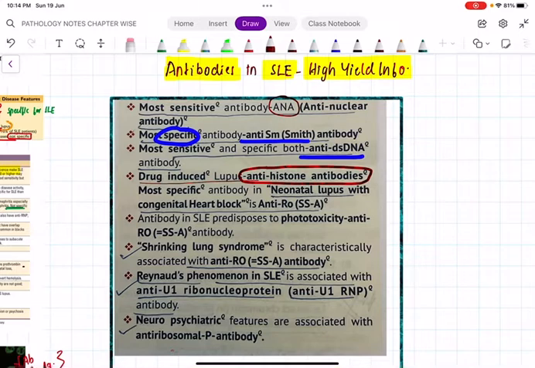But what is the most specific antibody in neonatal lupus with congenital heart block? Your answer should be anti-Ro, that is SSA antibody. And the antibody in SLE which predisposes to phototoxicity is again SSA. So SSA for neonatal lupus with congenital heart block as well as SLE which predisposes to phototoxicity. Then we have the shrinking lung syndrome, where the lung undergoes shrinkage; it is one of the morphological changes we get in the lung in SLE. It is also associated with anti-Ro. So SSA antibody is associated with three conditions: one, neonatal lupus with congenital heart block; two, phototoxicity; and three, the shrinking lung syndrome.